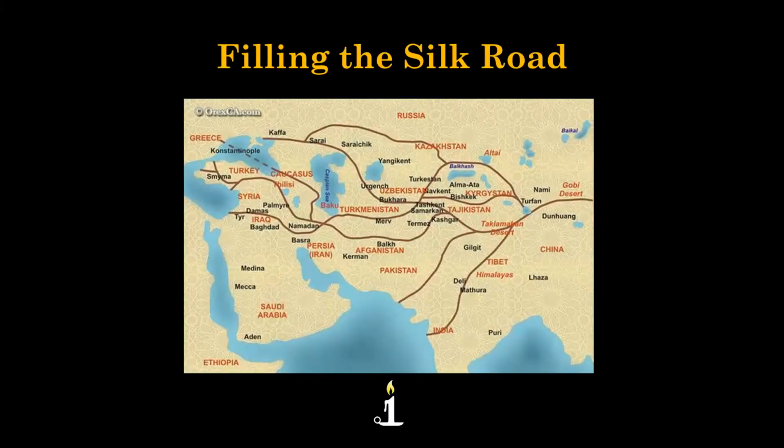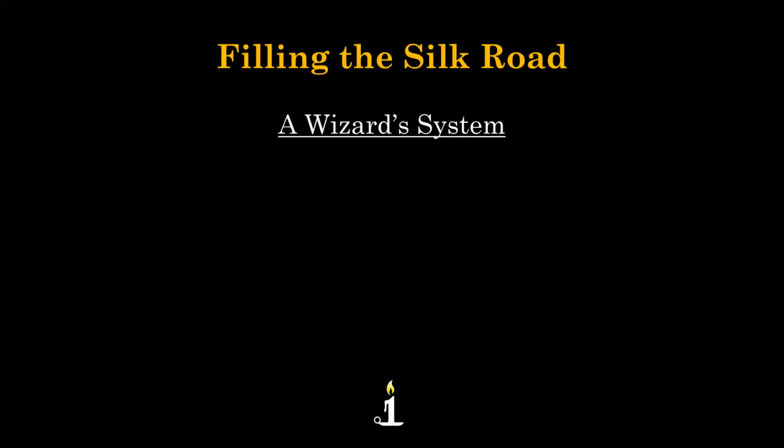Now, as you can see here, the Silk Road is a very complex system of trade. And we're now going to study the wizardly art of creating a system. So when you build your kingdom as the wizard, you're going to want to build a system that fills your kingdom with wonder. And the first step is always designing your system.